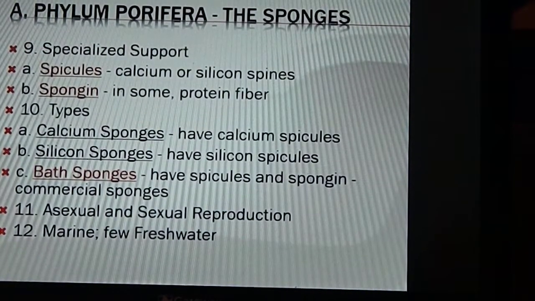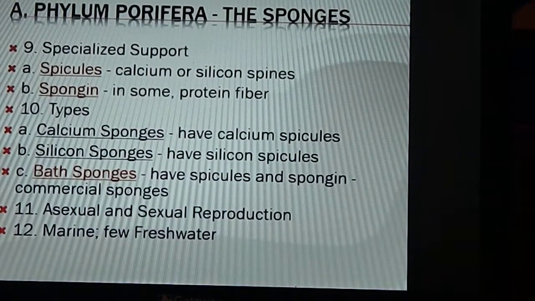And so they have a specialized support system. They have these things called spicules. Spicules are made of either calcium or silicon. They're spines. They give the animal support. There's also a protein fiber called spongin that allows for support as well for the sponges.